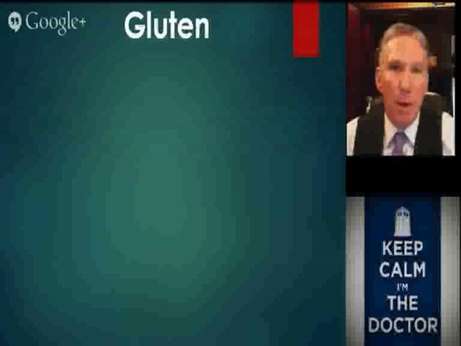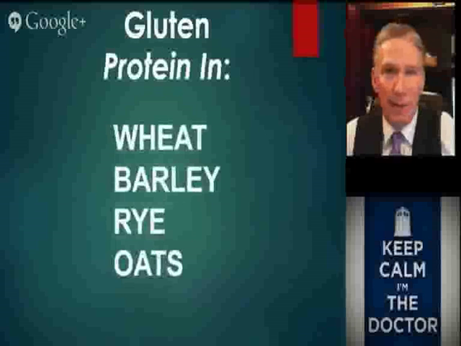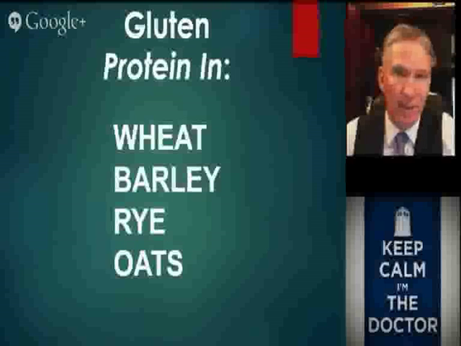The problem with wheat, barley, rye, and oats is the protein in the grain. The protein in the grain is called gluten. Gluten is a collective term for the protein that's found in wheat, barley, rye, and oats.